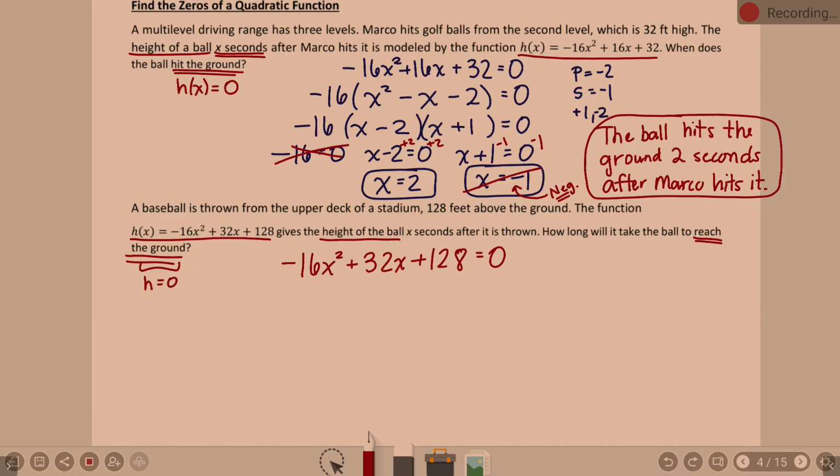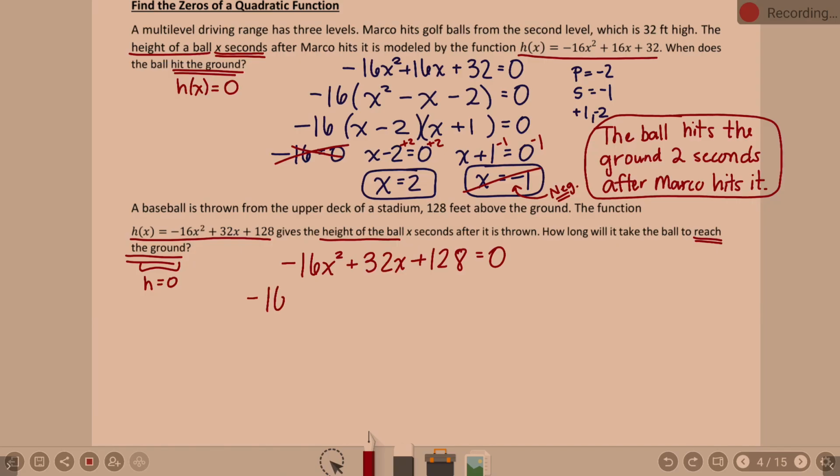Okay. Take a guess what's going to happen. Even if you don't have a calculator out, take a guess. GCF of? 16, negative 16. Negative 16 again. You already know 16 goes into 16. You already know 16 goes into 32. The unknown, does 16 go into 128? It does. So, factor out GCF of negative 16.